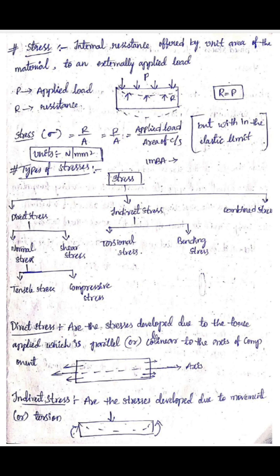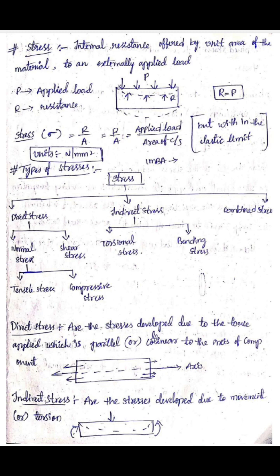Types of stresses. Stresses are direct stress, indirect stress, and combined stress. Direct stress is again classified into normal stress and shear stress. Indirect stress is again classified into torsional stress and bending stress. Normal stress can be again classified into tensile stress and compressive stress.